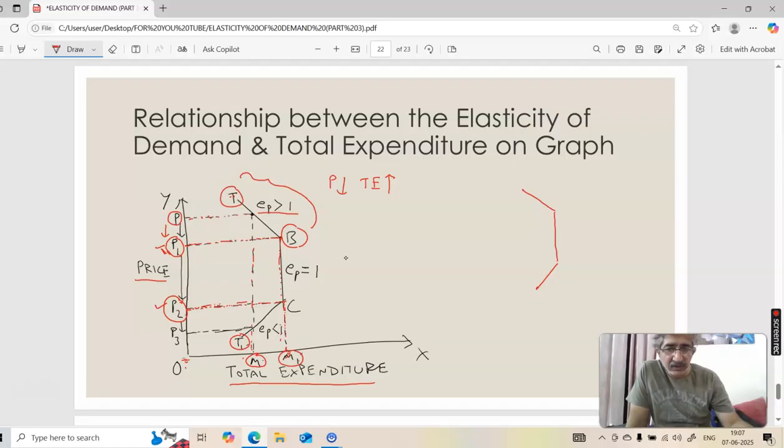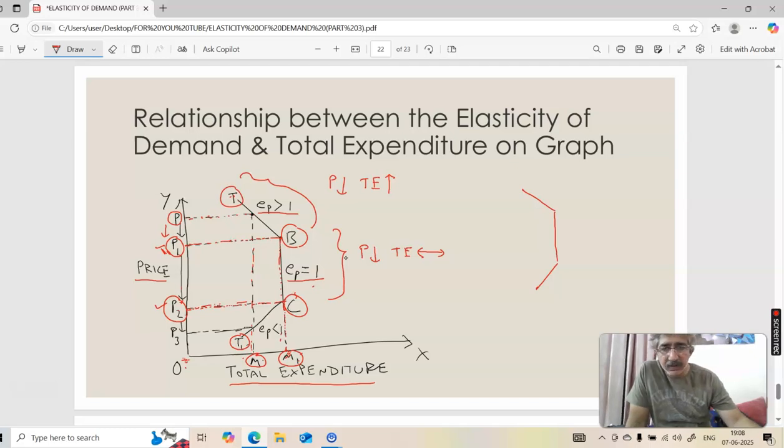There's no change. So this is zone, I'm encircling C. This zone, this vertical line, BC, I'm making a curly bracket over here to denote this is zone B. Here what's happening? Price has fallen down, but total expenditure has not changed. It has remained constant. This denotes that it is the case of unitary elasticity or unitary elastic demand. That's why EP is equal to 1. I hope this much is clear.